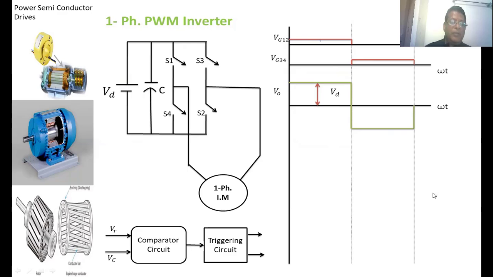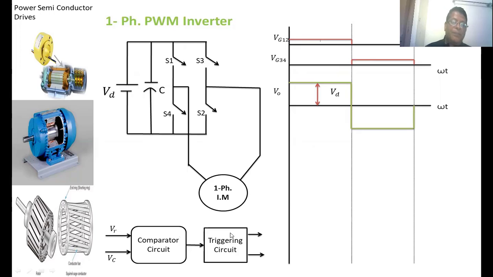In the case of the PWM inverter, we have a reference voltage and a carrier voltage. Both are given to the comparator or logic circuit. It compares VR and VC, making an output which activates the triggering circuit. The triggering circuit will give the pulses to S1, S2 during the positive cycle of the reference voltage. During the negative cycle of the reference voltage, it will give the pulses to S3, S4. That is one condition.